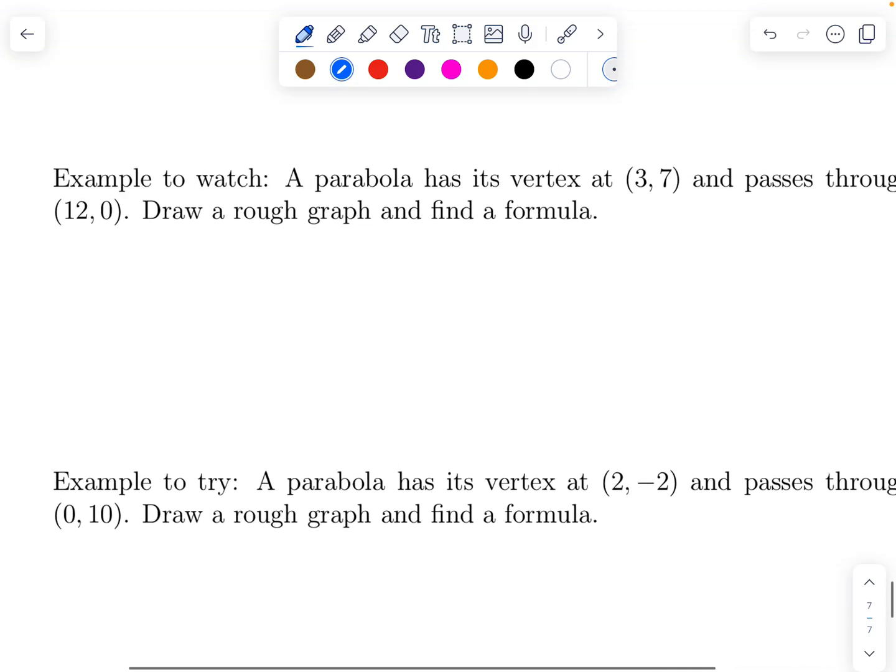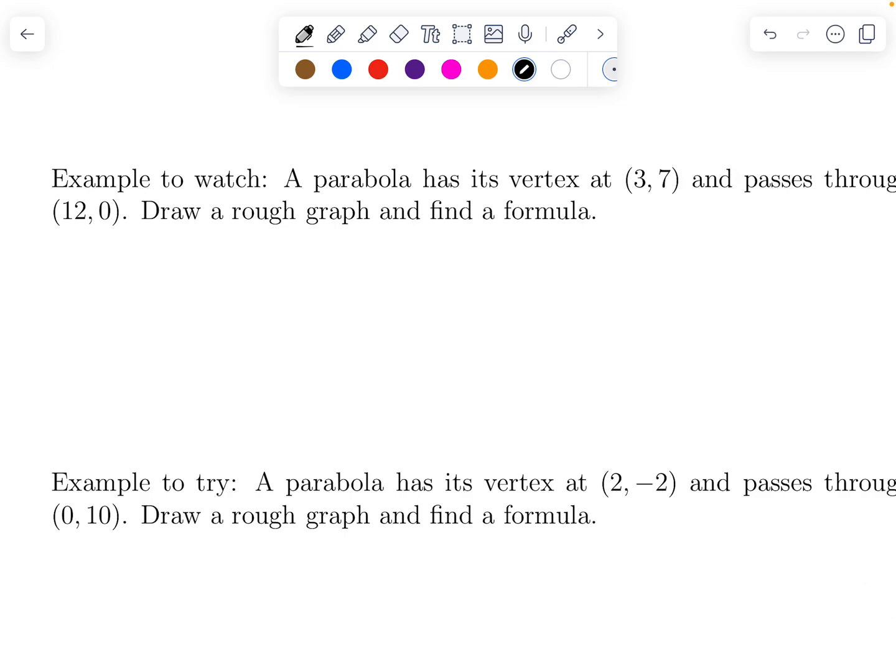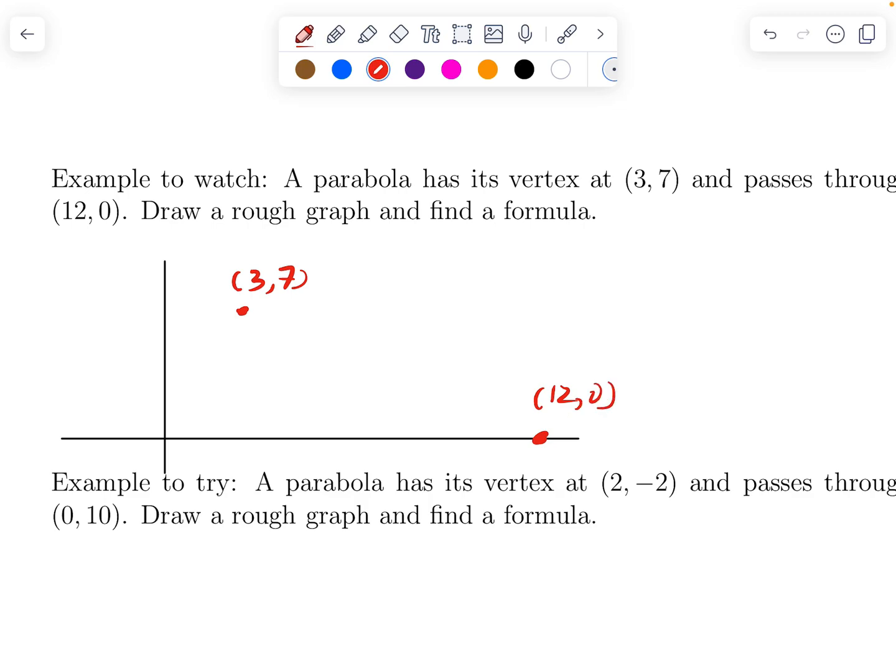So a parabola has its vertex at 3, 7. So I'm going to draw a very rough picture here. A parabola has its vertex at 3, 7, something like so. And it passes through the point 12, 0. So it would look something, I'm just doing my best here to draw something that looks like a very wide U.